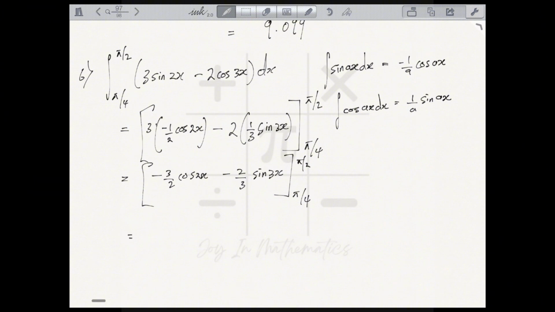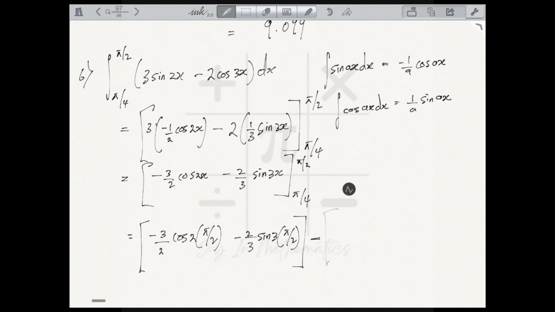Now, we substitute our upper limit. First, our upper limit is pi over 2 and our lower limit is pi over 4. So this gives us minus 3 over 2 cos 2 into pi over 2 minus 2 over 3 sine 3 into pi over 2. This is the upper limit, minus substituting the lower limit of pi over 4. That gives us minus 3 over 2 cos 2 into pi over 4 minus 2 over 3 sine 3 into pi over 4.